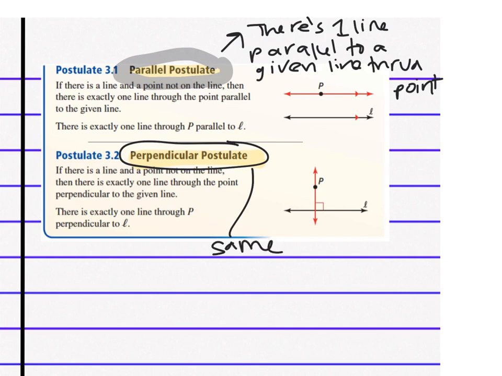The perpendicular postulate is basically saying the same thing, just with perpendicular. So again, here is your line, line L. Here's your point, point P. There is one possibility for how to make a line perpendicular. There's only one option. Okay, so you should have something written for both of these. You should have these vocab words in your notes, but you don't need to copy the whole paragraph.